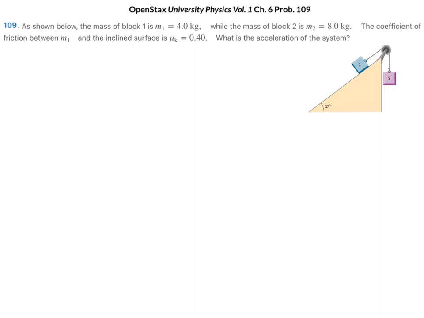Let's look at OpenStax University Physics, Volume 1, Chapter 6, Problem 109. As shown below, the mass of block 1 is m1 equals 4 kilograms, while the mass of block 2 is m2 equals 8 kilograms. The coefficient of friction between m1 and the inclined surface, mu k, is 0.4. What is the acceleration of the system?